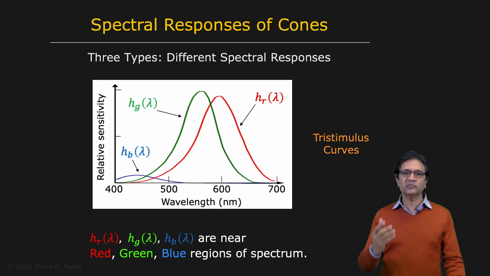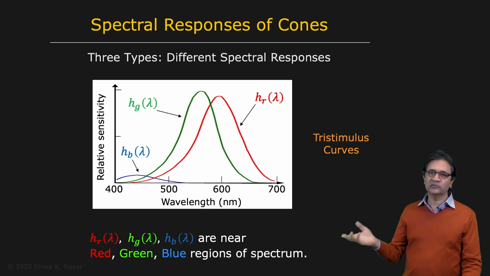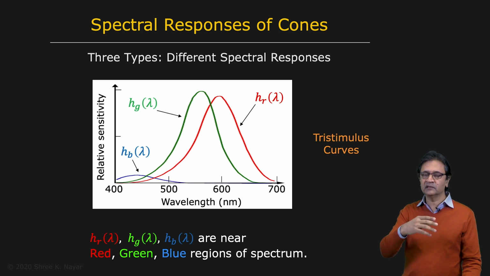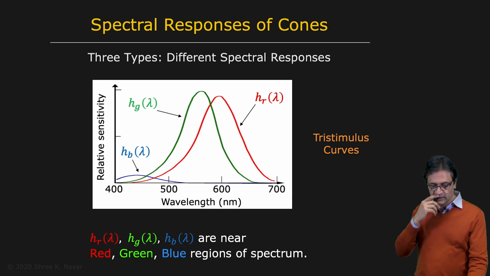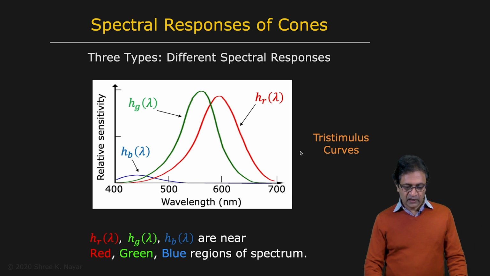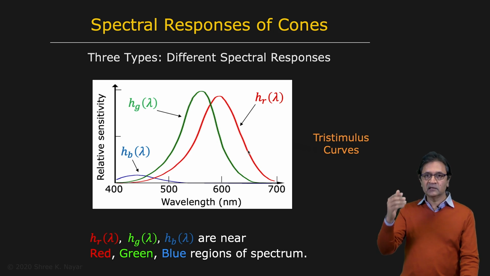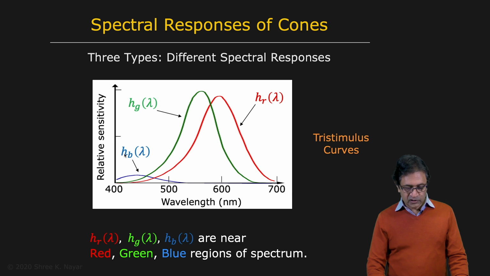So now let's talk about the spectral response. Just like we talked about the quantum efficiency of silicon, we can talk about the spectral responses of the cones, the three types of cones. So the spectral responses are called the tri-stimulus curves. Think about these as exactly like the quantum efficiency of silicon, but these are the quantum efficiencies of the red, green, and blue cones. And so you have HB lambda, HG lambda, and HR lambda.